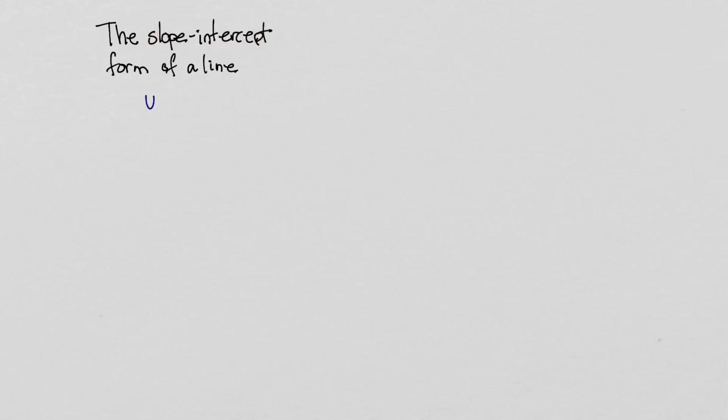Let's take a look at what's called the slope-intercept form of a line. That's this one right here. It's going to be written like this. y equals mx, now you know what m is, this is slope, plus b. Now in this case, when you see an equation like this, m is the slope, and b is the y-intercept.